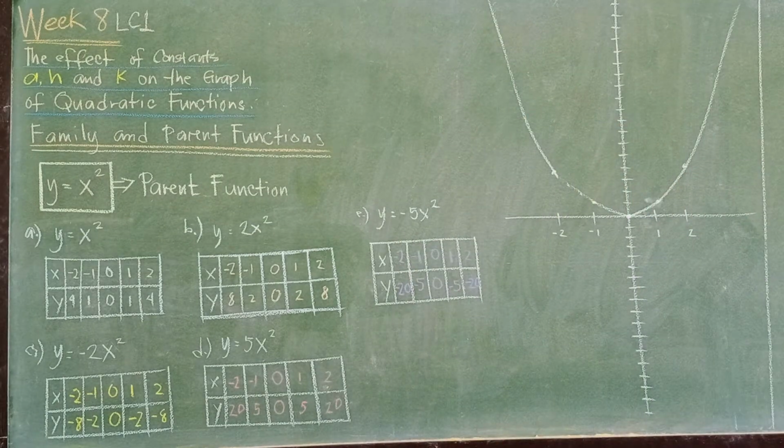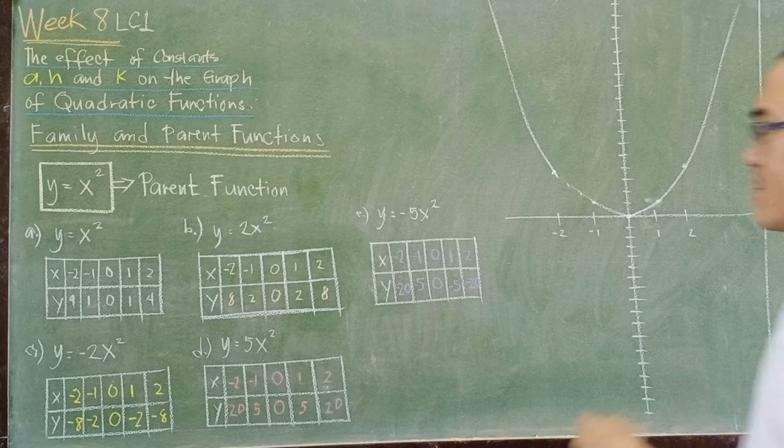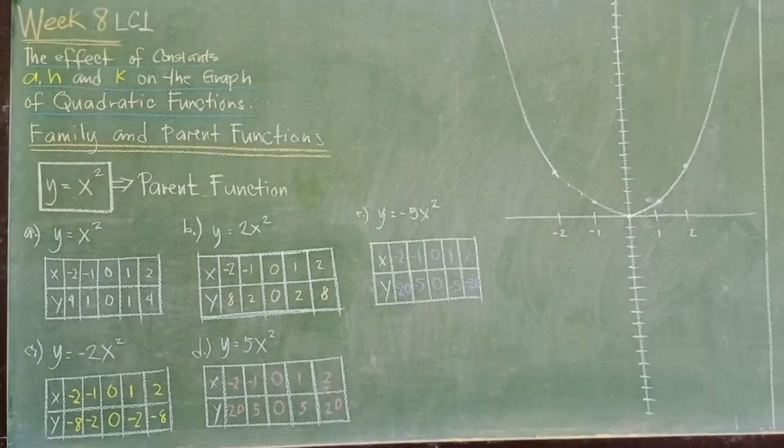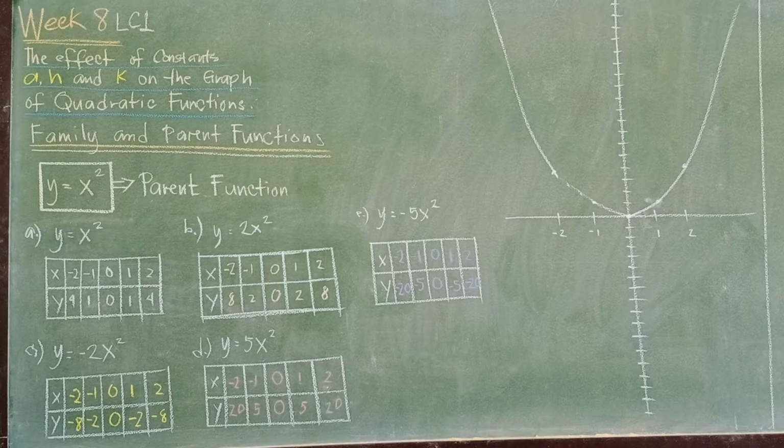So, ganyan yung graph ng parent function natin. Now, try natin i-graph yung letter B. Taasan natin yung value ng 2x, ng A. So, nung tinaas ko yung value ng A, which is ginawa ko lang 2, yung origin natin is still 0, 0. O yung vertex natin is still 0, 0.